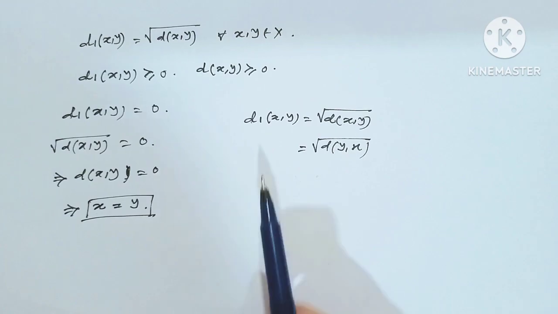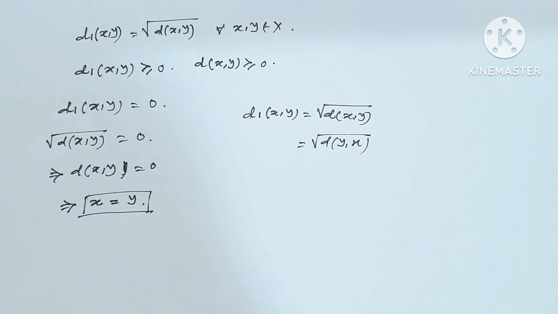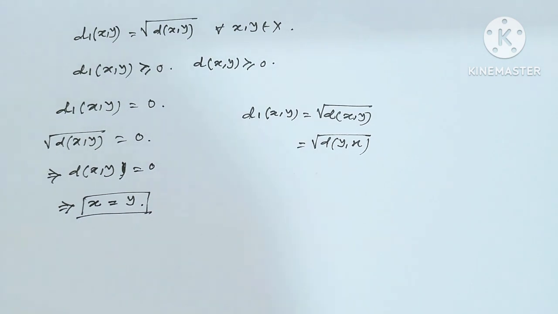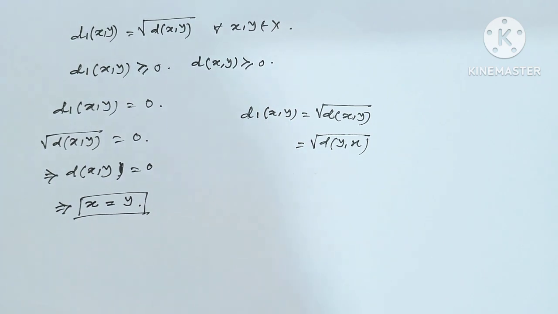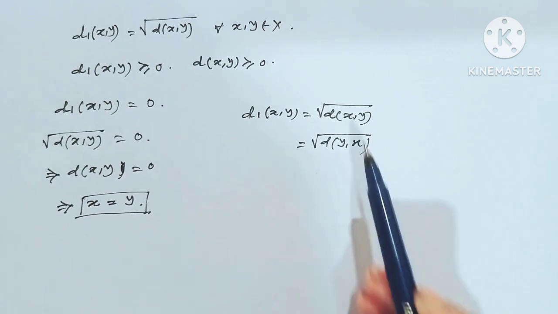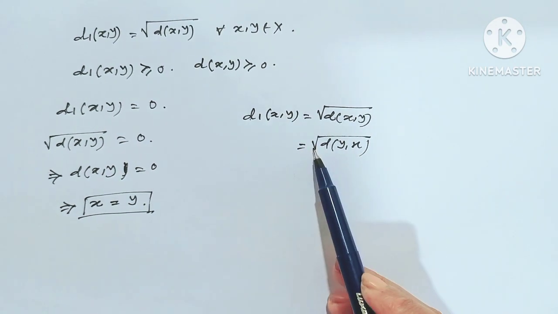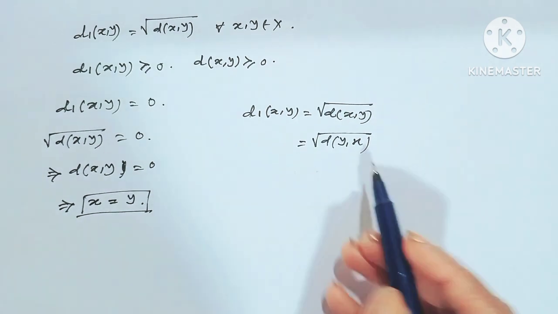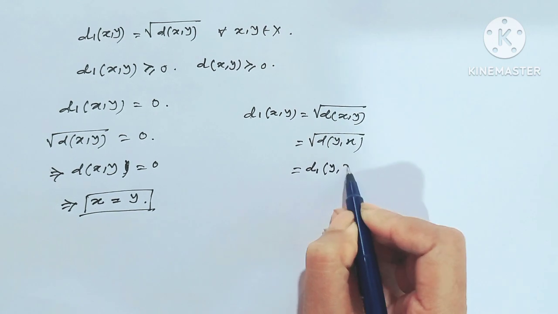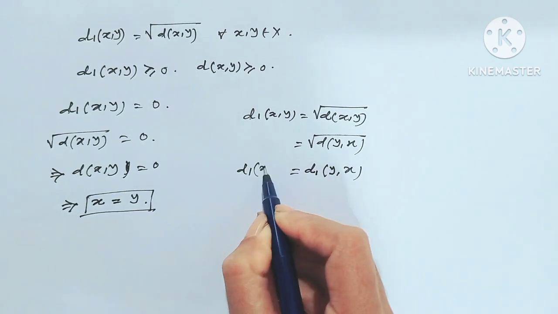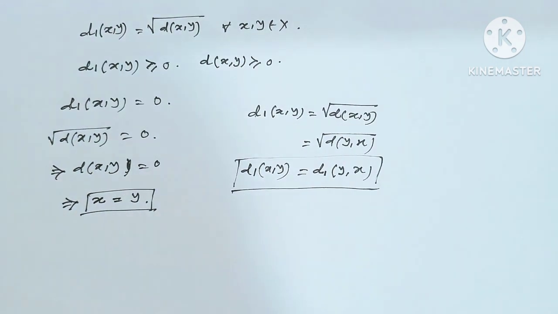Third condition: d1(x,y) equals the square root of d(x,y). Since d is a metric space, d always satisfies the symmetric property. Therefore d(x,y) is equal to d(y,x). So this is equal to the square root of d(y,x), which is d1(y,x). Therefore d1(x,y) equals d1(y,x). So all the properties of a metric space are satisfied.